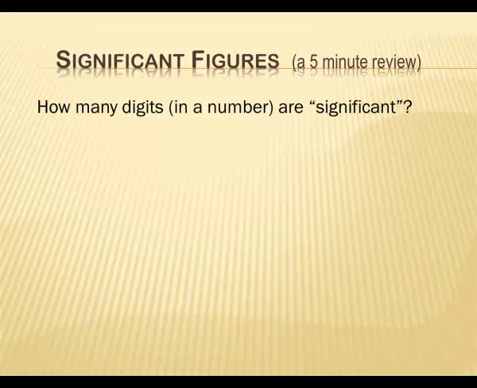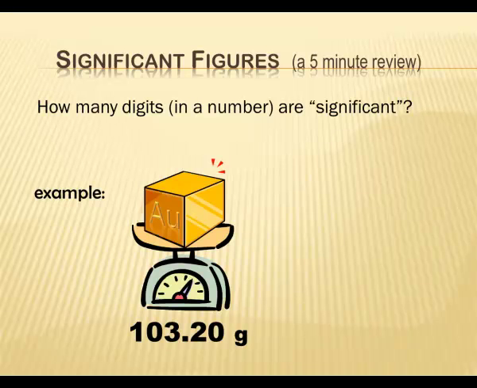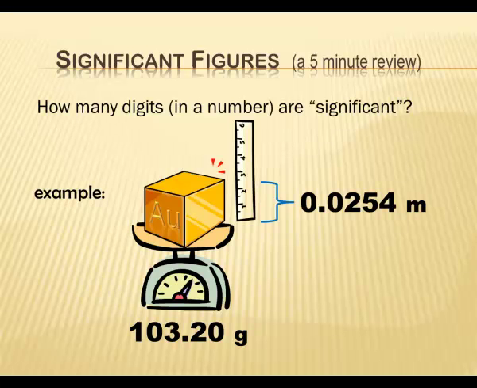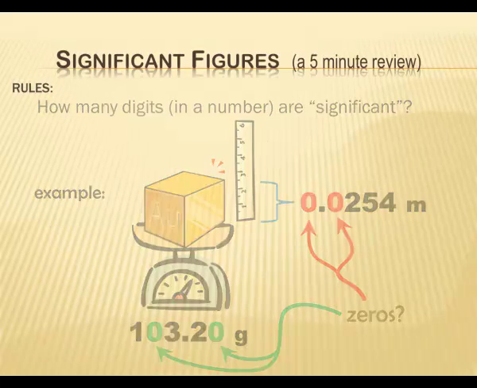How many digits in a number are significant? Well, let's take an example of a gold block. Let's measure its mass and find out it's 103.20 grams. Then let's measure how tall the gold block is. It's 0.0254 meters. Now if you look at the zeros for the mass, they mean a number. It's not 103.21 or 103.22, but it's 103.20. The zeros in there mean a numerical value. However, the zeros for the height don't mean a numerical value. They're placeholders. They just tell you we're talking about hundredths of a meter rather than tenths. So we treat them differently.